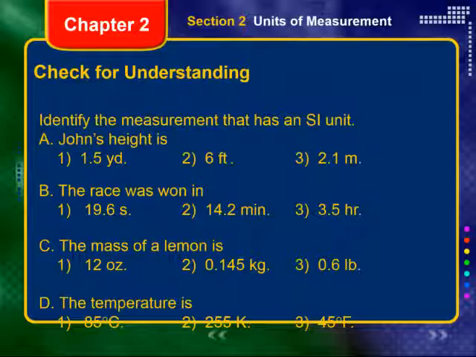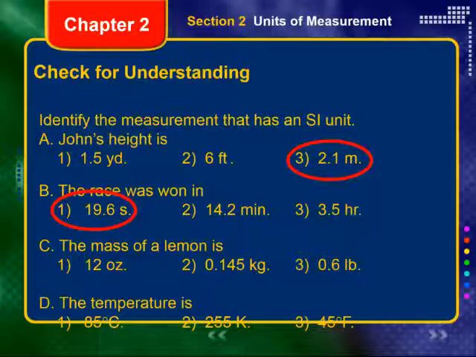So for A, Johnny's height is, which one is an SI unit? Meters. Okay, so 2.1 meters. The SI unit for time is seconds. The mass of a lemon in SI units is kilograms. And then temperature in the SI system is Kelvin, on the Kelvin scale.